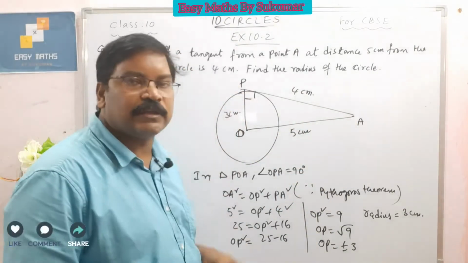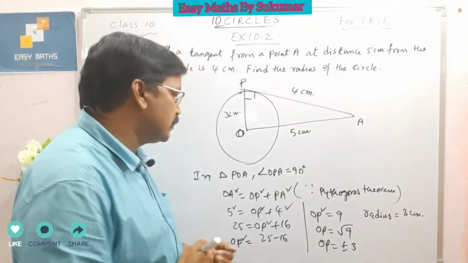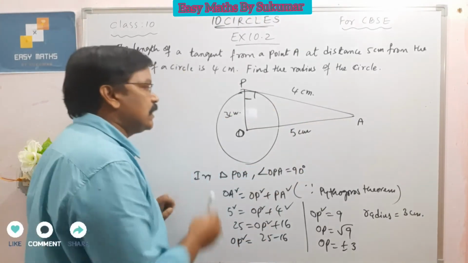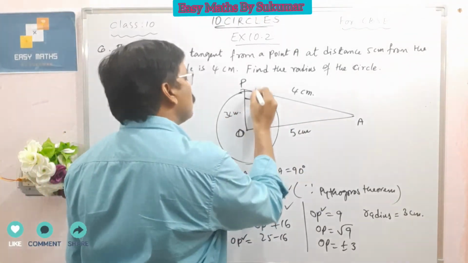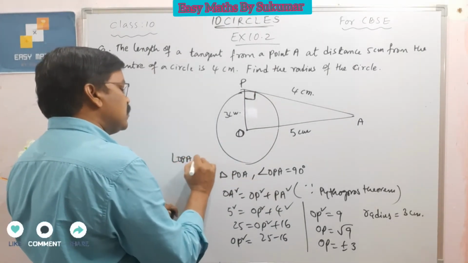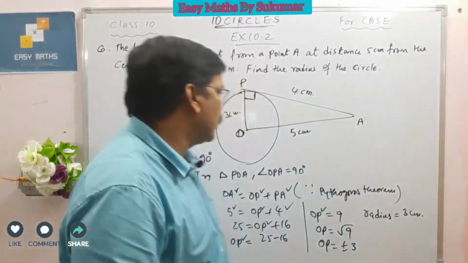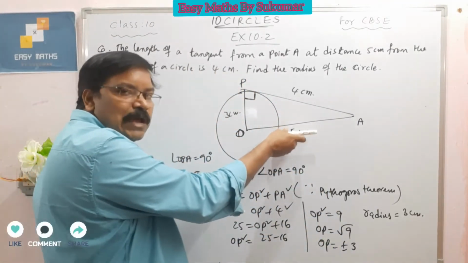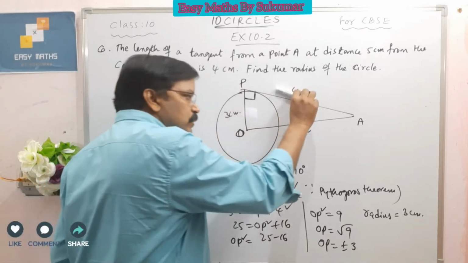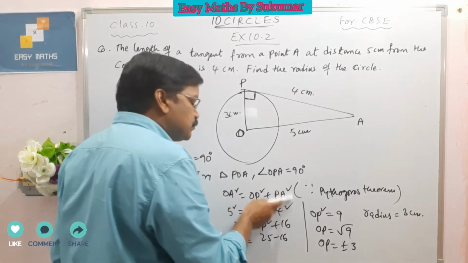So we have to find the radius of the circle here. How do you find the radius of the circle here, my dear students? According to Pythagoras theorem, this OPA is a right angle triangle, since angle OPA is 90 degrees according to theorem 10.1. Now OA is the hypotenuse. So the square of the hypotenuse is equal to the sum of the squares of the other two sides. That means OA square is equal to OP square plus PA square.